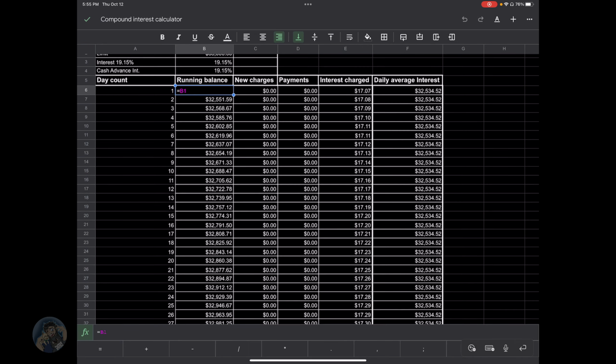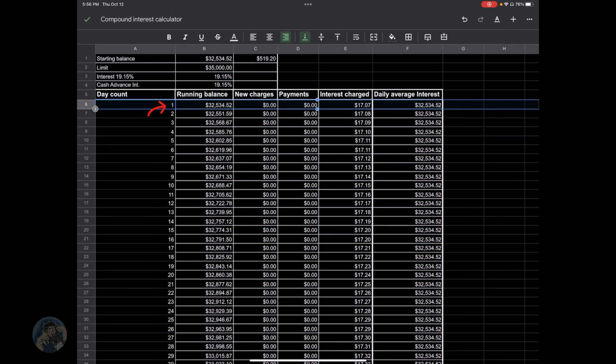So if you look at this column right here, row 6, column B, where it says running balance, you're going to see your total is increasing every month, even though you're not adding any new charges and you're not reducing your balance by making any additional payments. All you're doing is accruing interest over time.